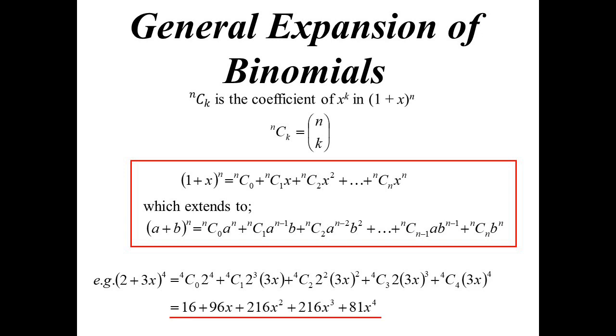So tidying that all up, we end up with 16 plus 96x plus 216x squared plus 216x cubed, and the final term, 81x to the power of 4.